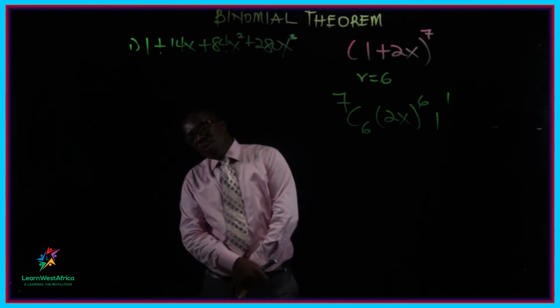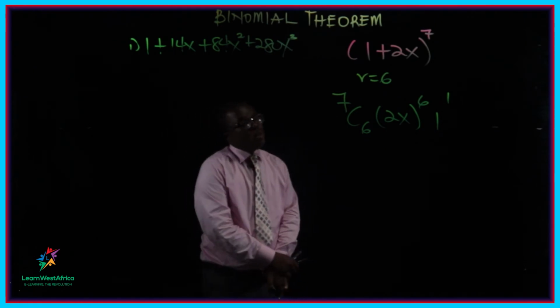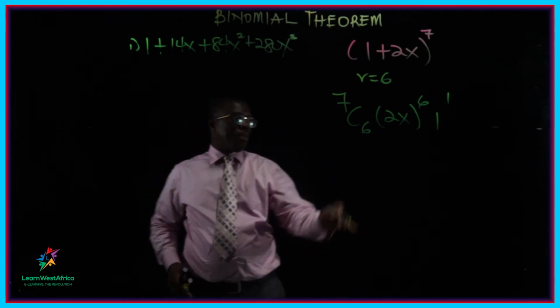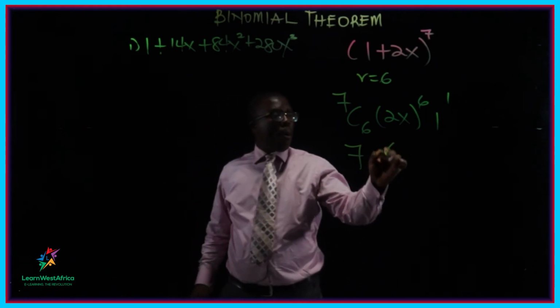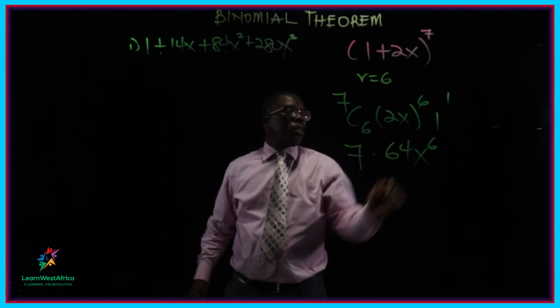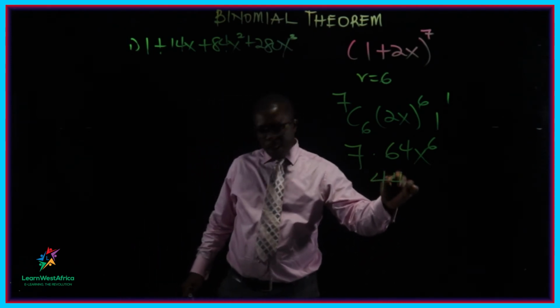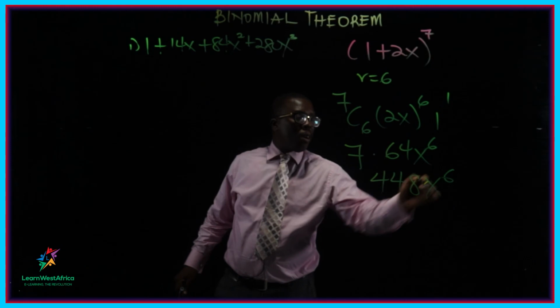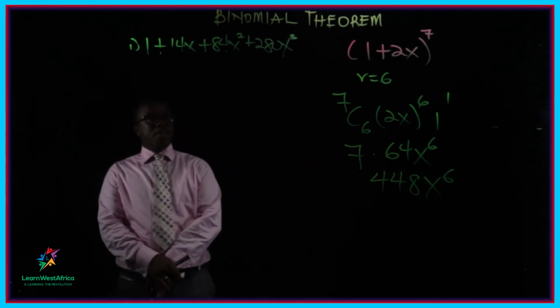What is 7 choose 6? Our 7 choose 6 is 7, times 2 to the power x, which is 64, x to the power 6. And when you put this together, you are supposed to get 448 x to the power 6. So this is your seventh term.